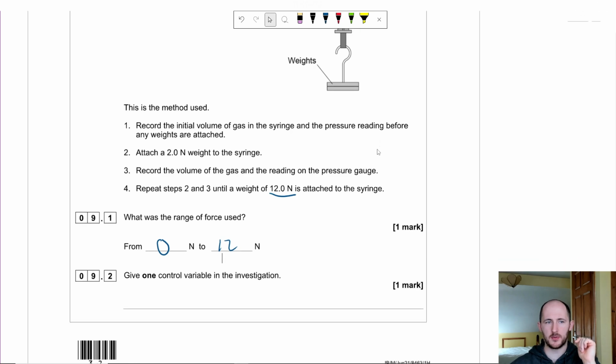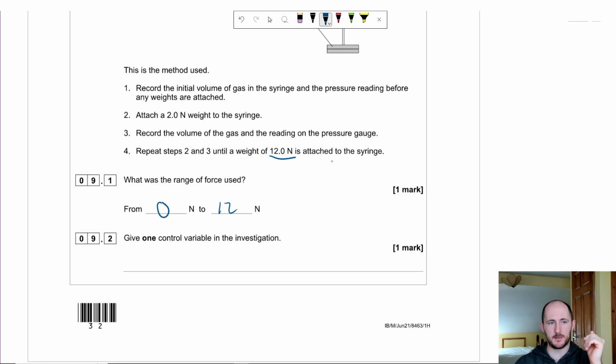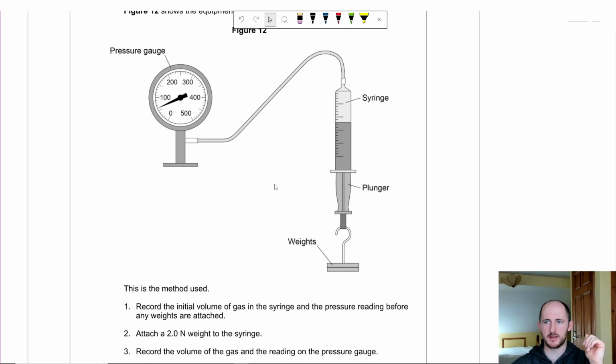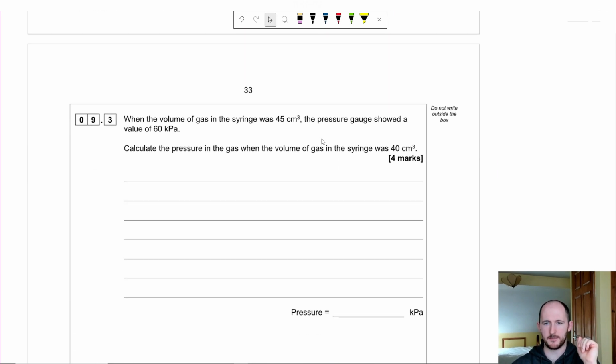One control variable, there's quite a few different ones that you could pick, but I would say either temperature, because if you heat up gas, it expands, or the mass of the gas. Those are the two that are probably the most sensible ones. Again, temperature is a pretty important one.